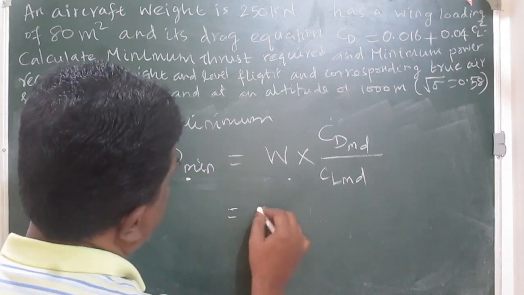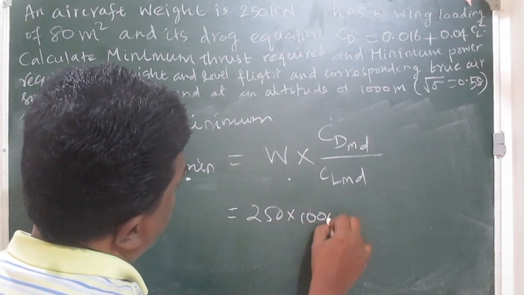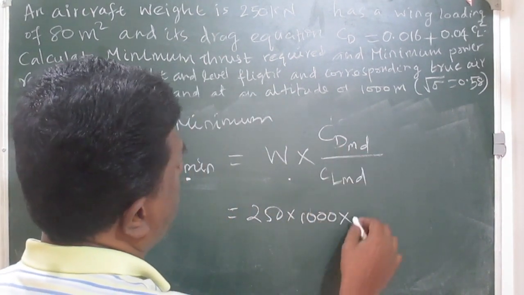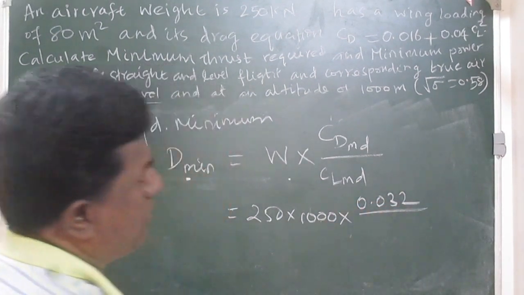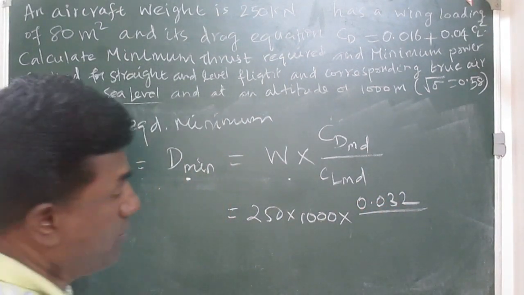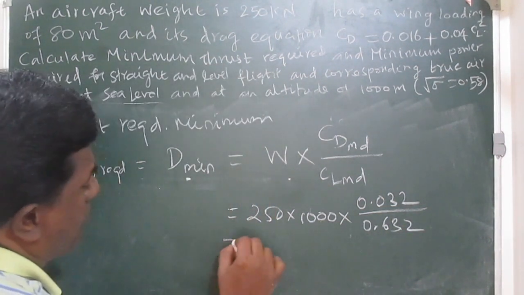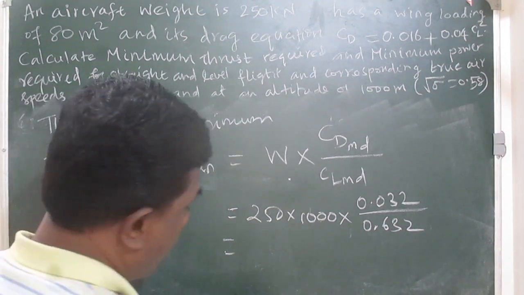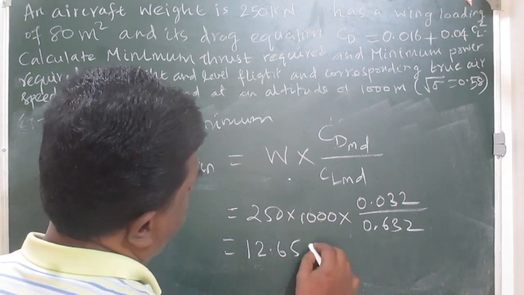So this is nothing but W, 250 into 1000, I am writing in the basic unit, into CD minimum drag 0.032 by CL minimum drag. CL minimum drag we have just got, 0.632. So this value comes around 12.64 or 12.65 kilonewton.